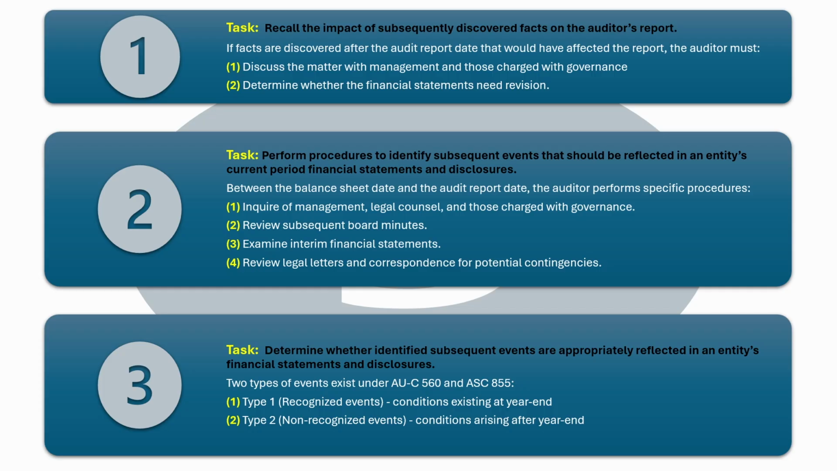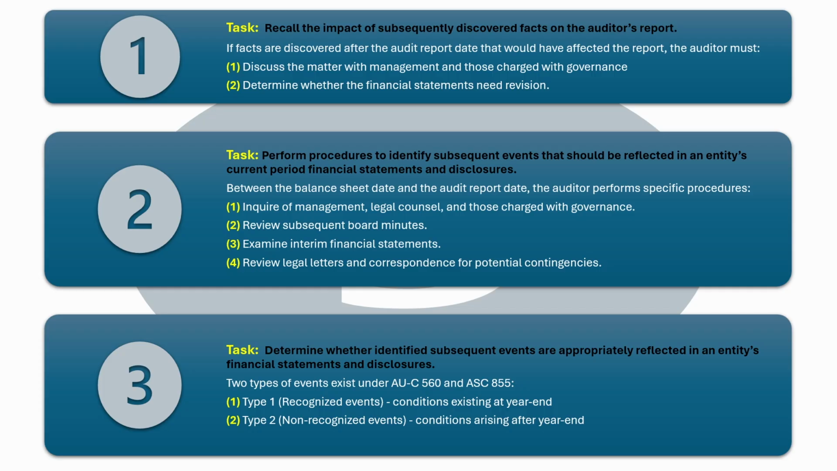2. Perform procedures to identify subsequent events that should be reflected in the current period financial statements and disclosures. Between the balance sheet date and the audit report date, the auditor performs specific procedures. Inquire of management, legal counsel, and those charged with governance. Review subsequent board minutes, examine interim financial statements, and review legal letters and correspondence for potential contingencies. These procedures ensure material subsequent events are identified.